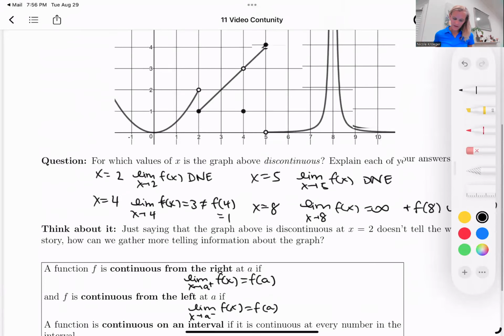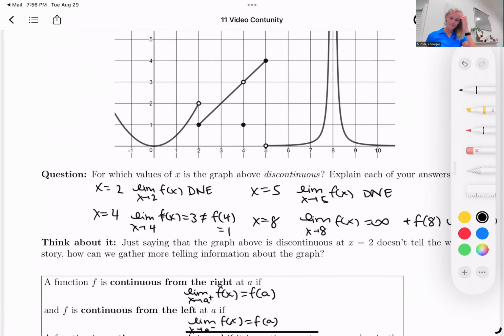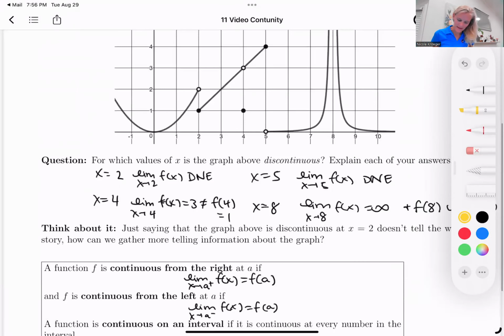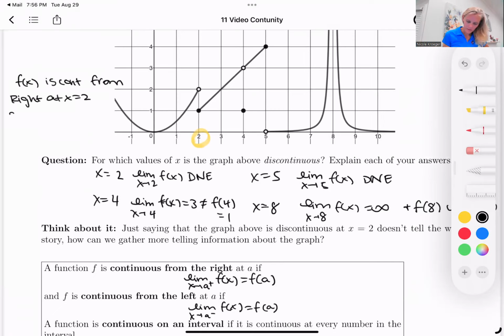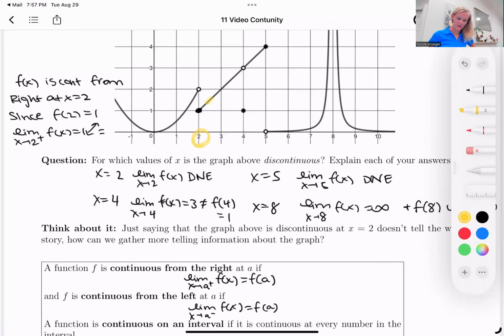Okay, so if we look at this graph above, at x equals 2, we can say that f is continuous from the right at x equals 2, since f of 2 is 1, that's where the closed dot is, and that right-hand limit as x approaches 2 is also 1. These are equal to each other. We noticed that's because the closed dot is on the right-hand side of the line.